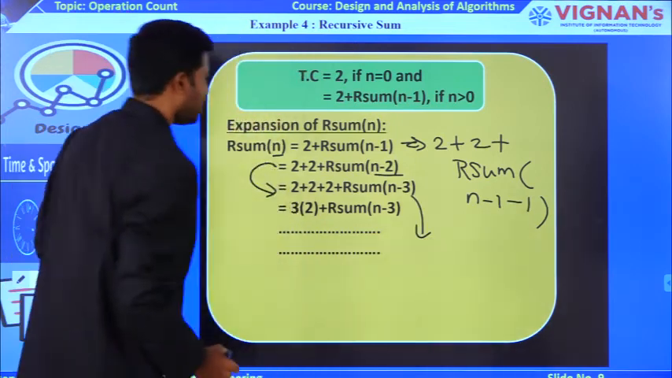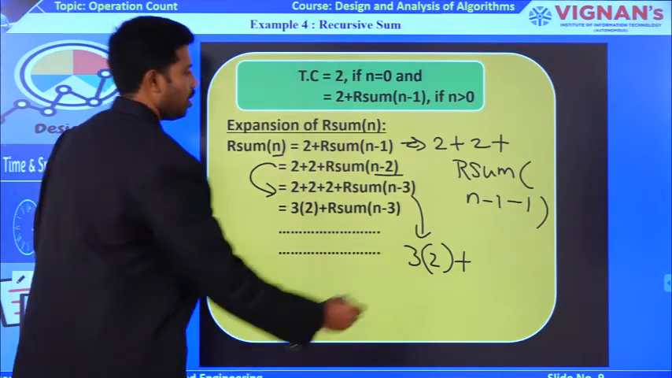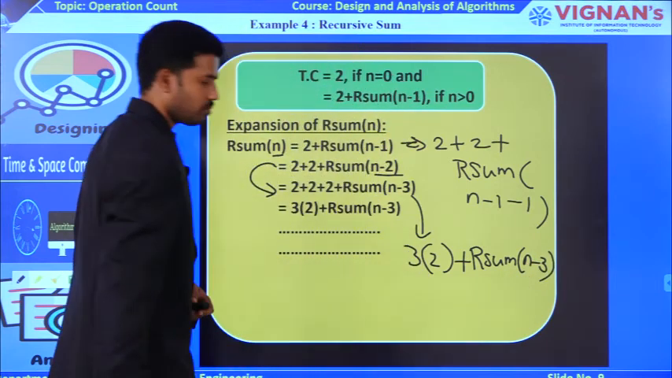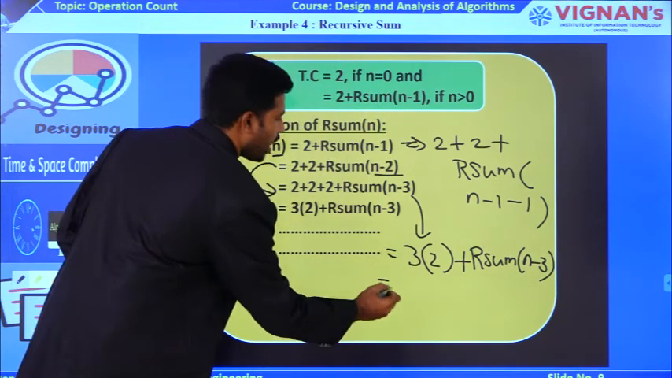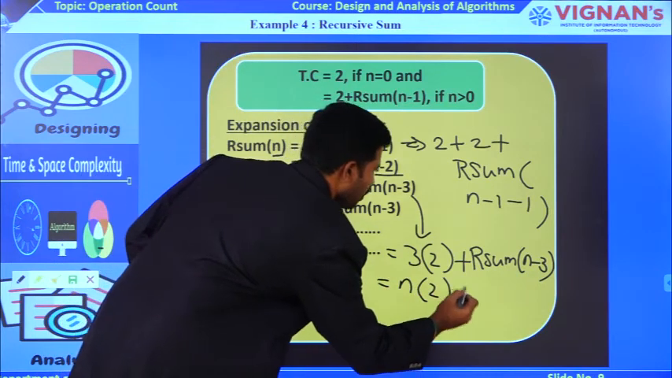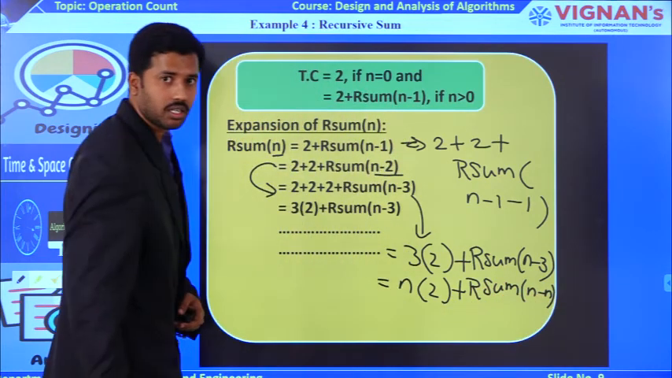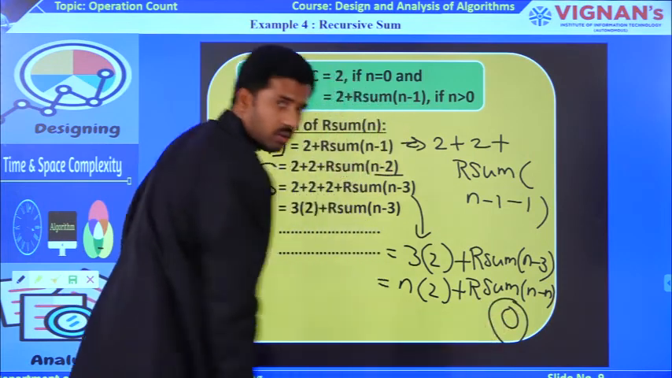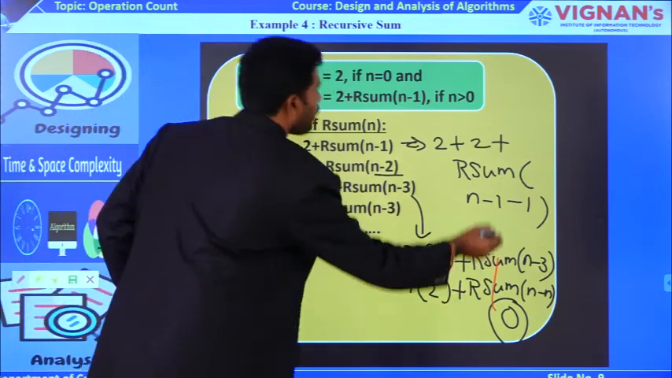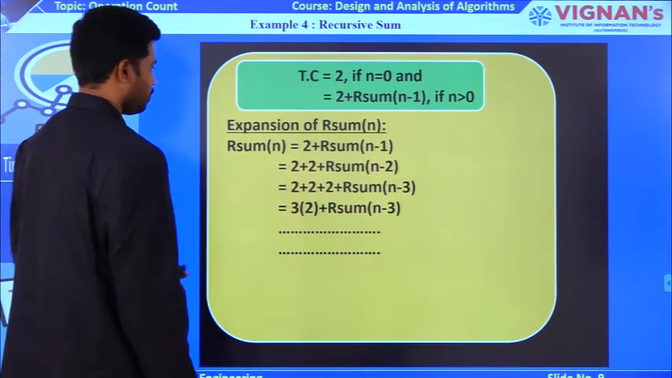In n terms, it looks like 3 times 2 plus recursive sum of n minus 3. Now I am converting this equation in terms of n. So ultimately this is going to look like n times 2 plus recursive sum of n minus n. What is the value of n minus n? That becomes 0. So what is the value if the parameter is equal to 0? Ultimately the value is 2. Now you try to substitute these values.